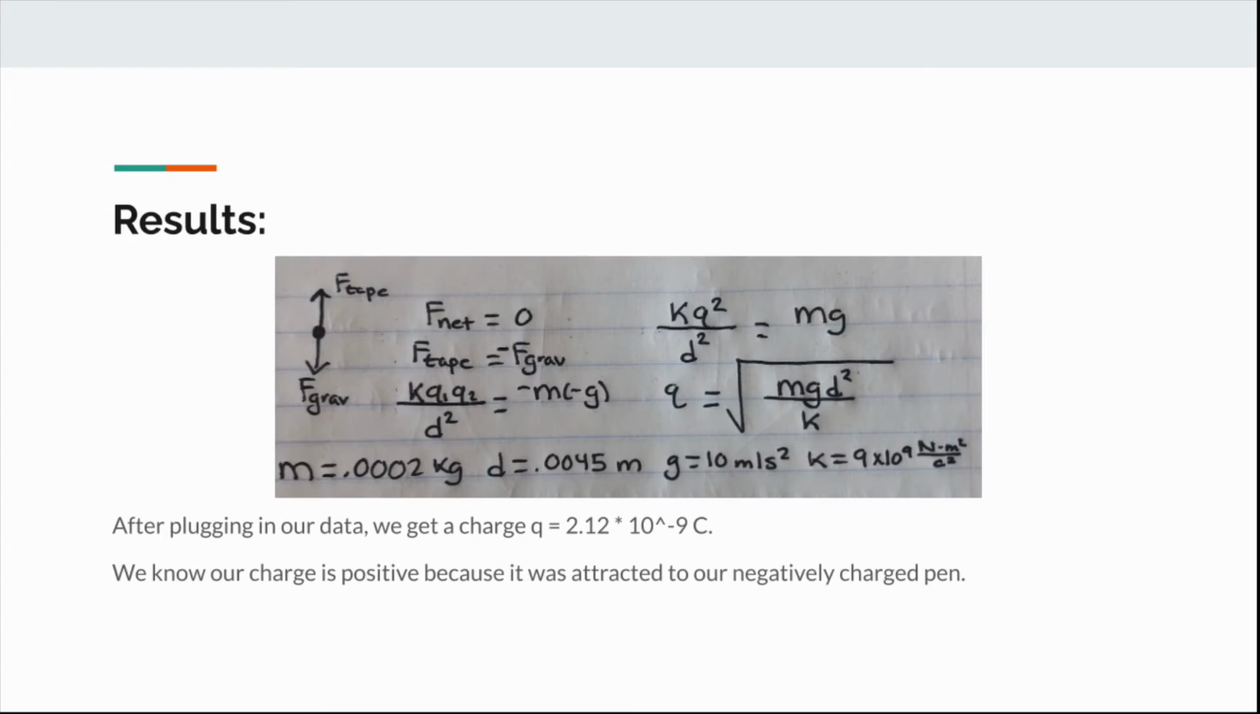So here are the results for the experiment. By combining the second law equation with Coulomb's law, we were able to derive an equation for the charge, and after plugging in our data and the constants, we got a charge of 2.12 times 10 to the negative 9th coulombs. From the other experiment, we knew this was a positive charge, and luckily for us, this data is well within the range of what we wanted to get.